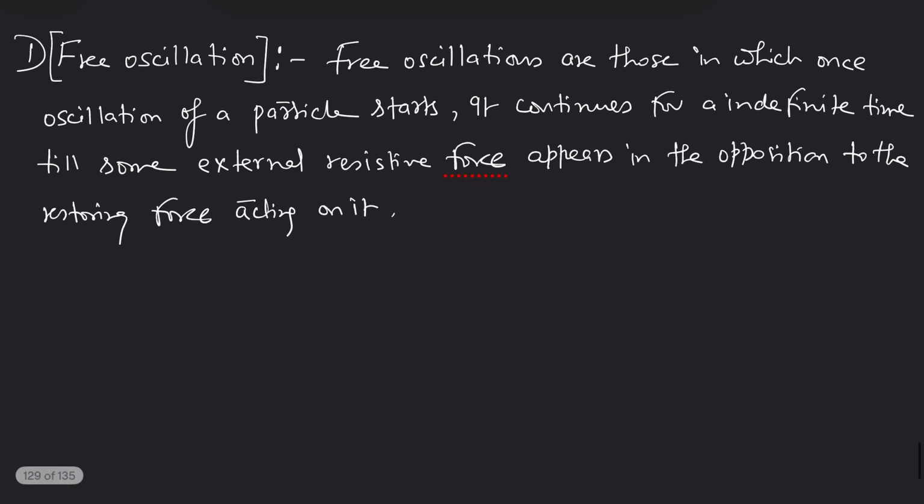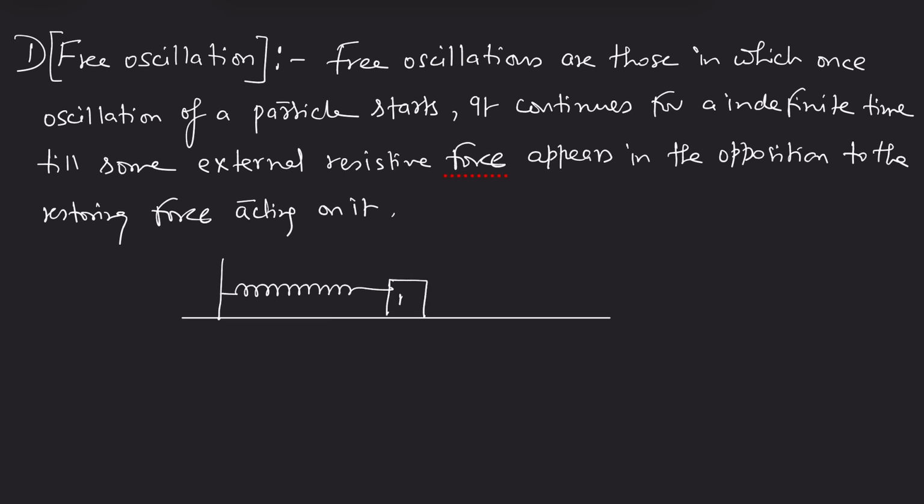Let's say this is a body, and this is mass m. Let's say if I displace this particle by a distance x, and then I leave it, then what is going to happen, it will move like this. This is the kind of movement it is going to perform.